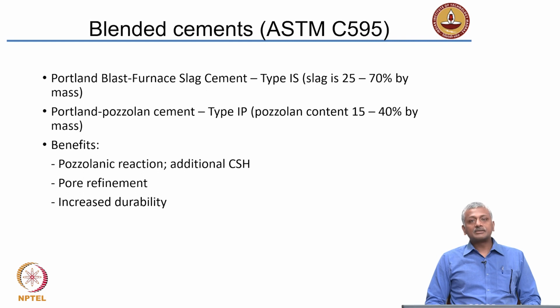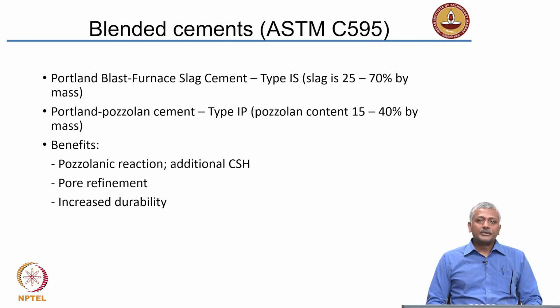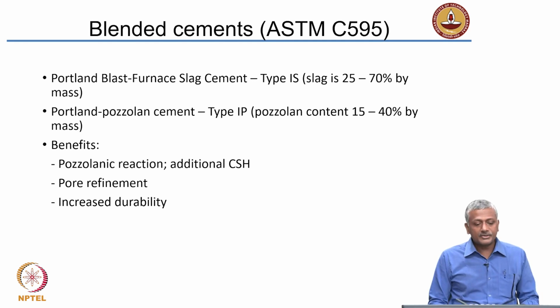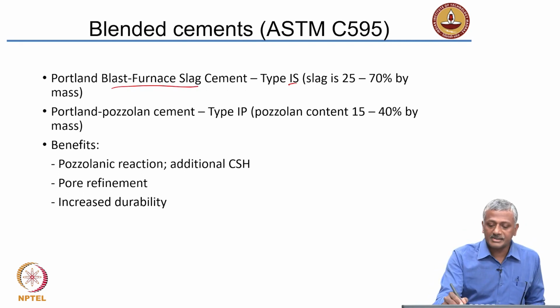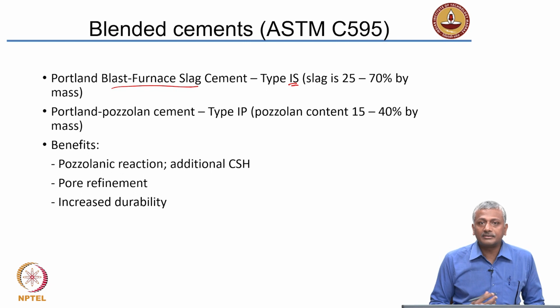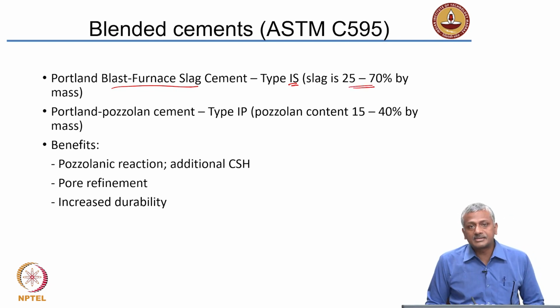Now, in some cases we blend certain components to enhance the properties of the cement or sometimes even just to lower the cost. So, there are different types of blended cements that are permissible as per the ASTM standards. One is called Portland blast furnace slag cement, which is called type 1S, and the slag is nearly 25 to 70% by mass in this cement.